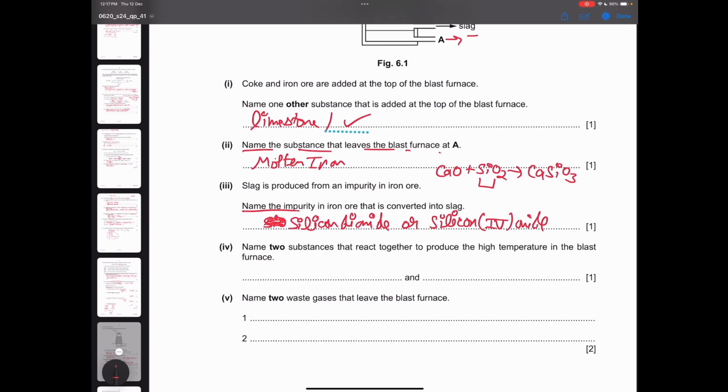Name two substances that react together to produce the high temperatures in the blast furnace. Now, when a combustion reaction takes place, the temperature increases. And we know that carbon reacts with oxygen to form CO2, which increases the temperature of the blast furnace. So, you need to mention coke or carbon, which reacts with oxygen. Name two waste gases that leave the blast furnace. So carbon dioxide leaves the blast furnace, nitrogen gas leaves the blast furnace, or argon also leaves the blast furnace.